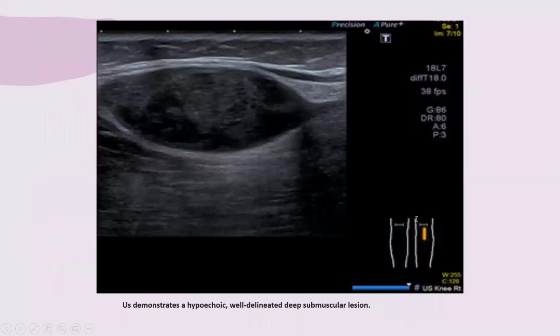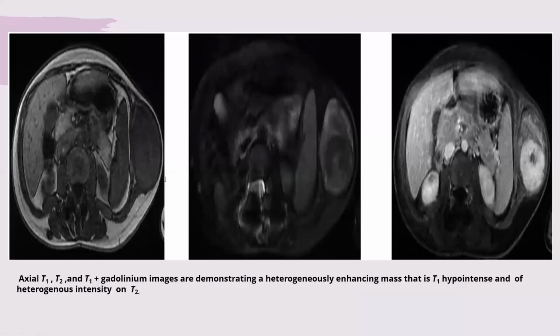This is a grayscale ultrasound demonstrating a hypoechoic well-defined deep submuscular lesion of neurofibroma. By MRI, axial T1, T2, and T1 with gadolinium demonstrate a heterogeneously enhancing mass that is hypointense on T1, heterogeneously hyperintense on T2, and showing heterogeneous enhancement after IV contrast.